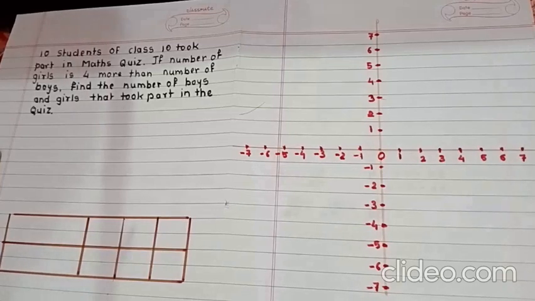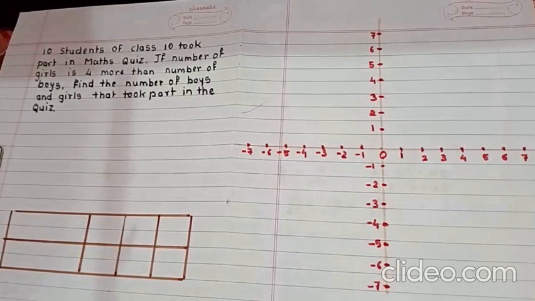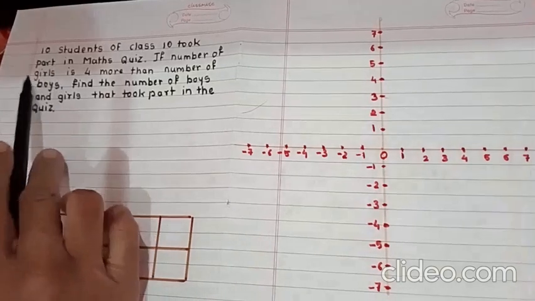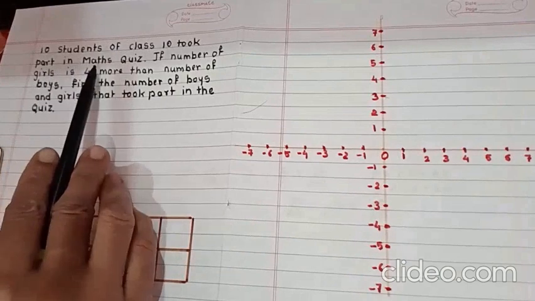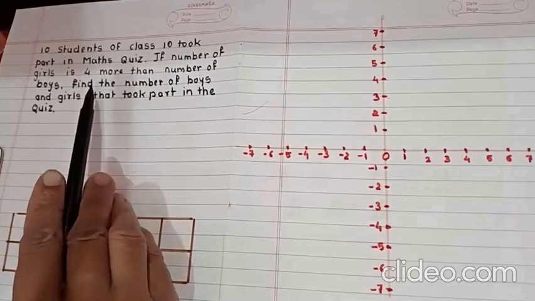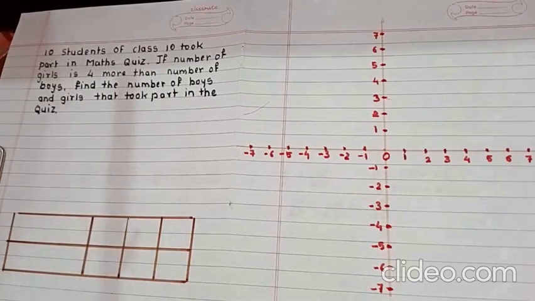Hello friends, now let us see our examples regarding linear equations in two variables. So first is your example here. 10 students of the class took part in maths quiz. If number of girls is 4 more than the number of boys, find the number of boys and girls that took part in the quiz.